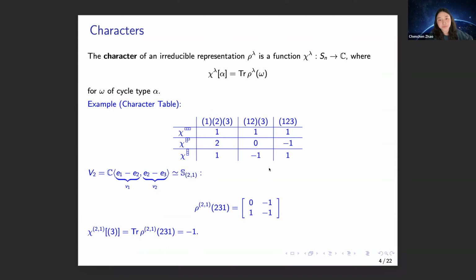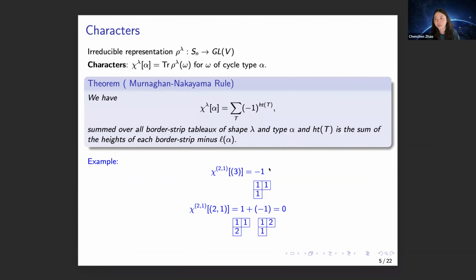So this is the definition from representation theory. And in combinatorics, we actually do have a purely combinatorial rule to compute this character. That's the Murnaghan-Nakayama rule. So the character chi lambda of permutations of cycle type alpha is equal to the sum of (-1) to the height of T, where T is summed over border strip tableaux of shape lambda and type alpha. And the height of T is the sum of the heights of each of these border strips minus the length of alpha.